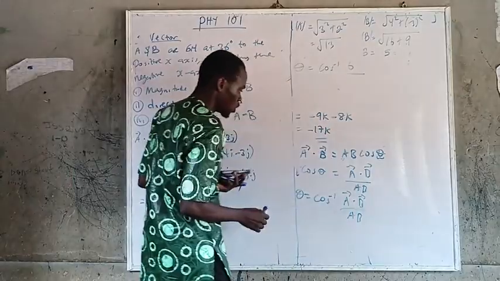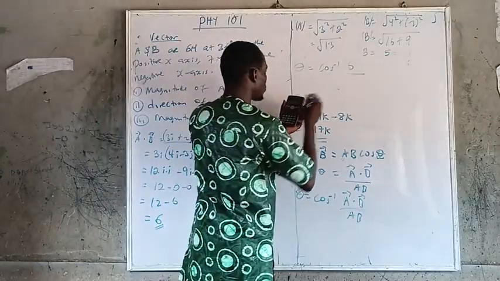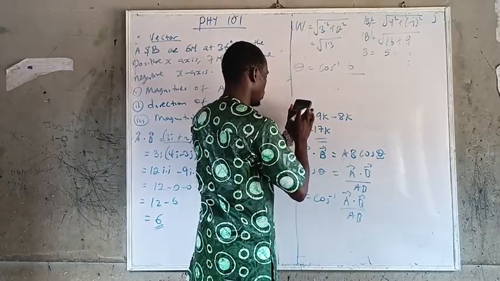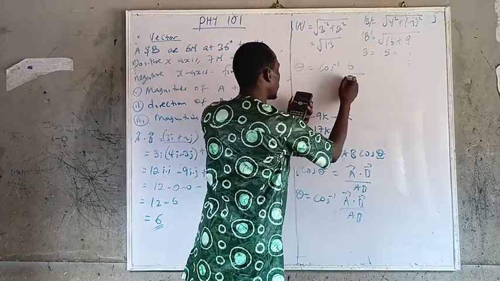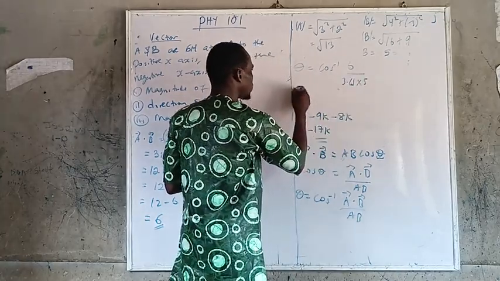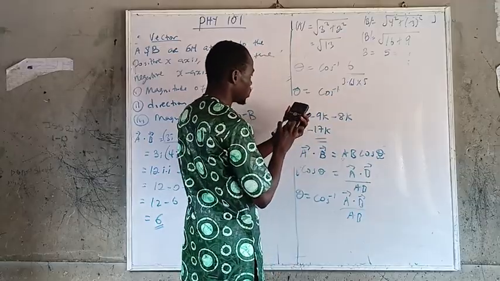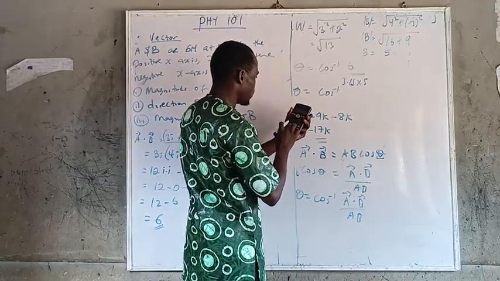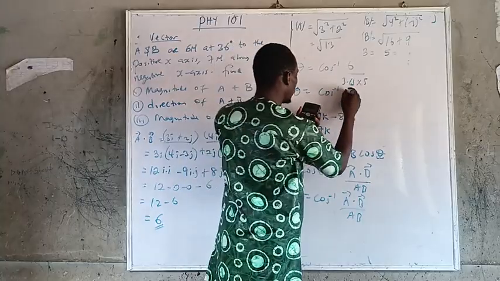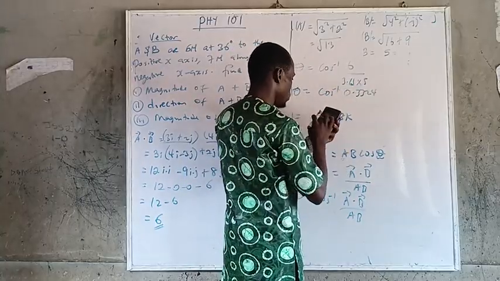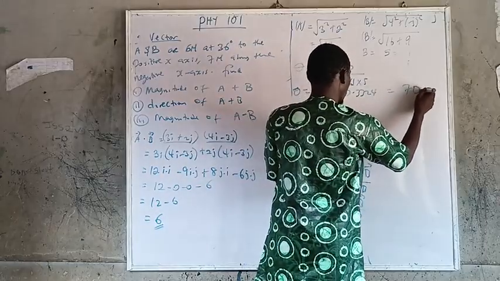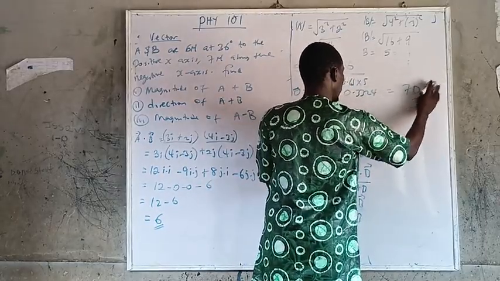R cos 6 over AB, that is root 13, that is 3.61 times 5. Then we say theta is equal to cos inverse of 6 divided by 5 divided by 3.61. So that is equal to 0.3324 using shift cos. And the final answer, we say theta is equal to 70.6 degrees.